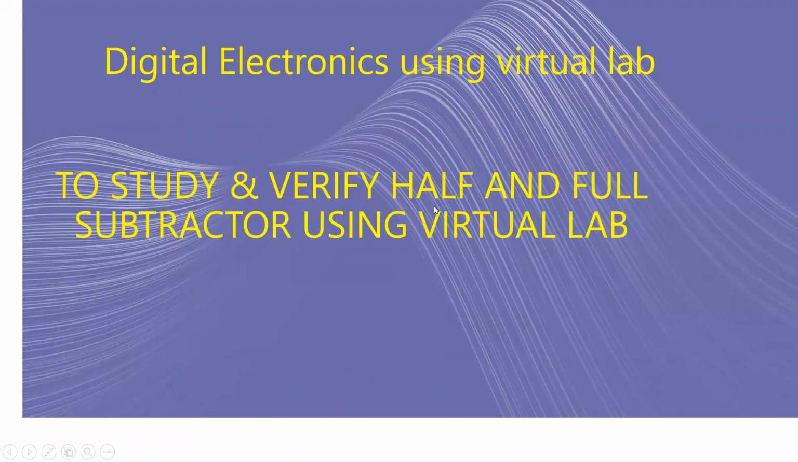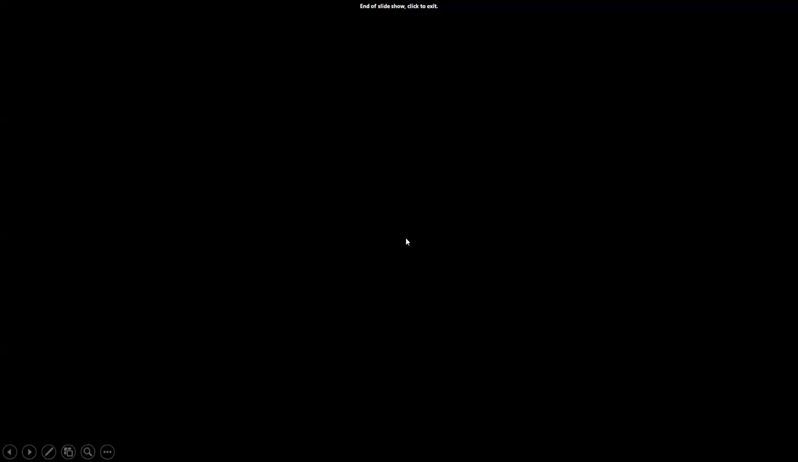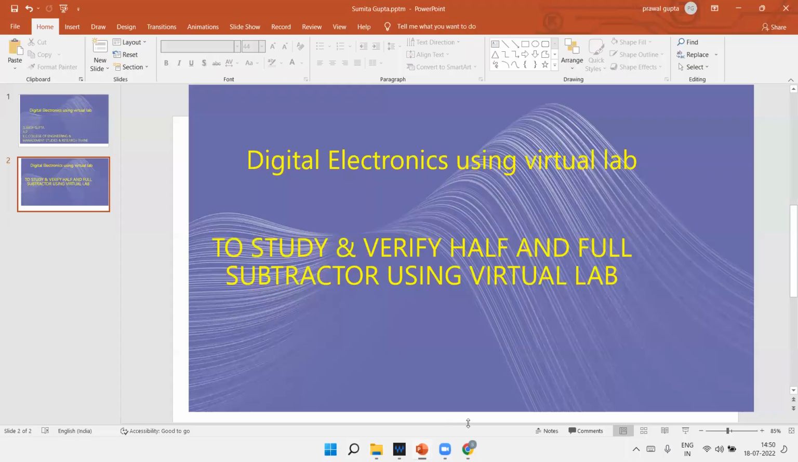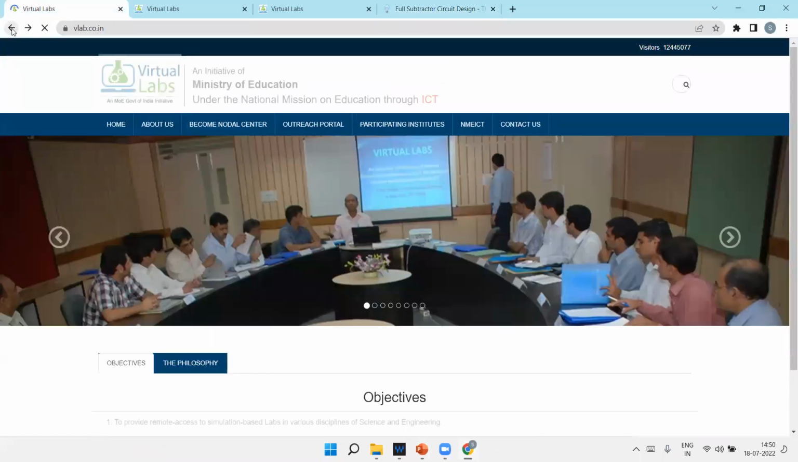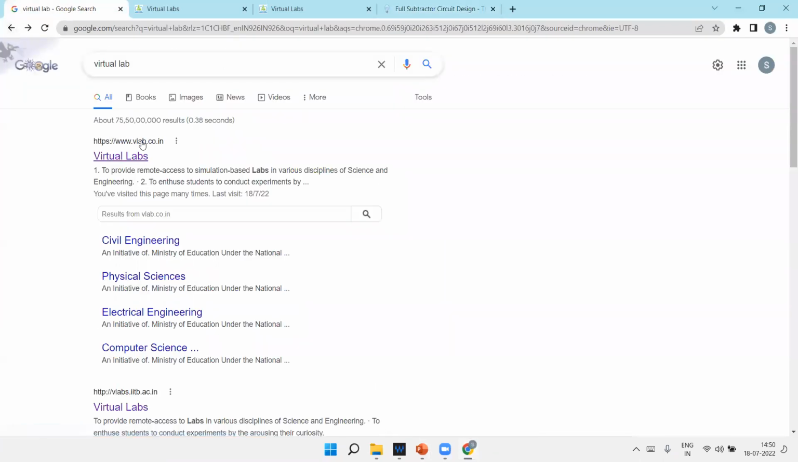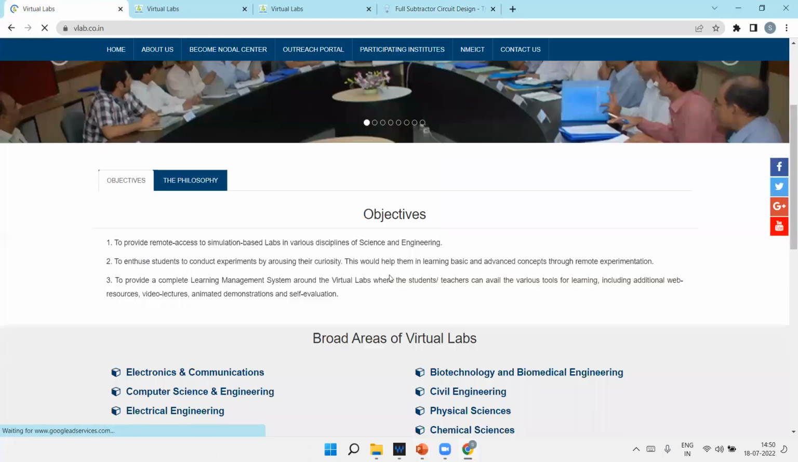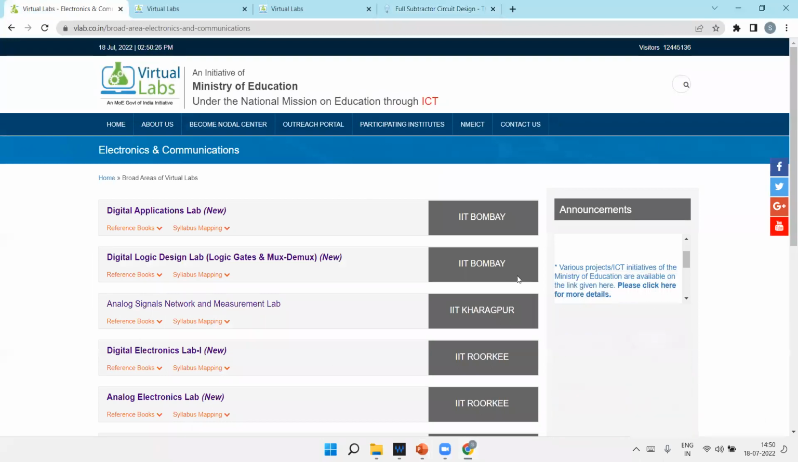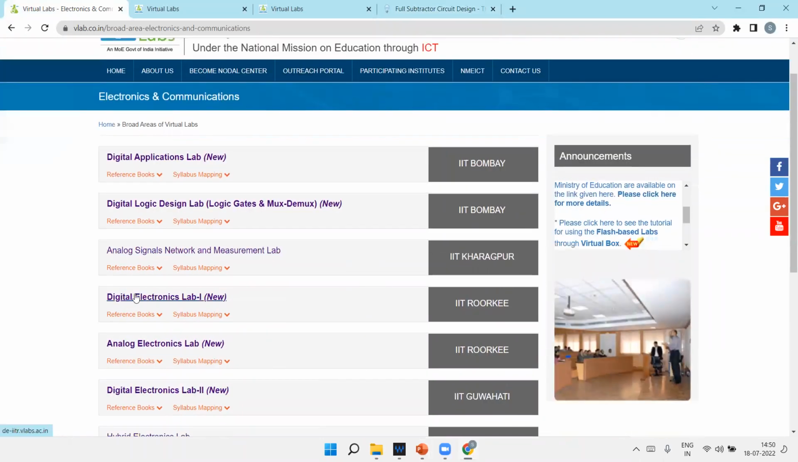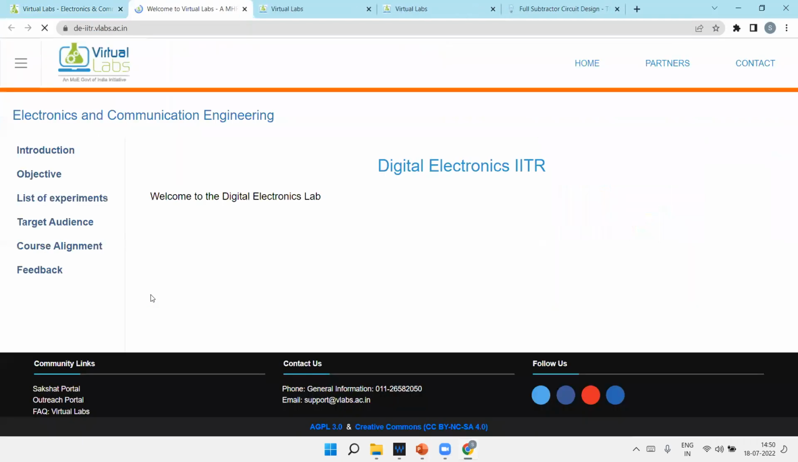Today we will do the experiment of half and full subtractor using virtual lab. So now click on Google and in Google type virtual lab. Otherwise you can type lab.code it in. Then click on virtual lab. In different broad areas of virtual lab, we'll click on electronic communication. These are different labs designed by different IITs. So today we will do digital electronics lab 1 by IIT Roorkee.